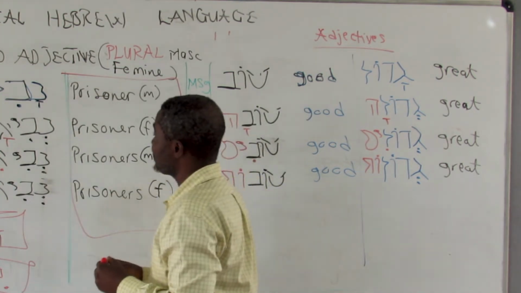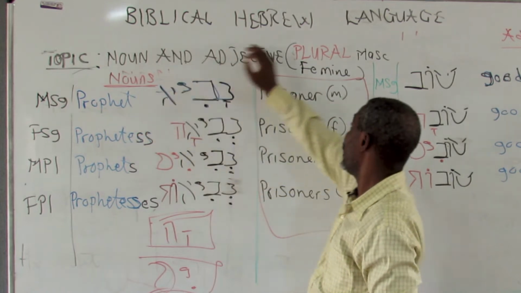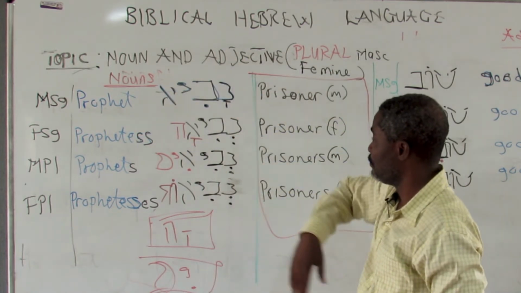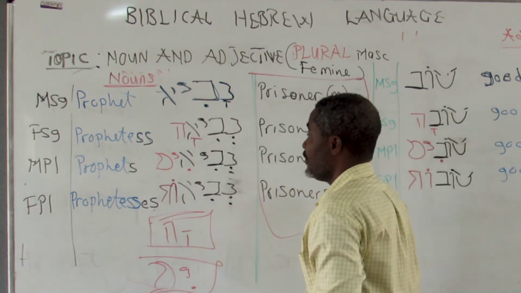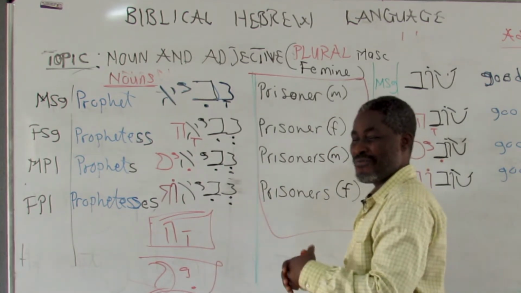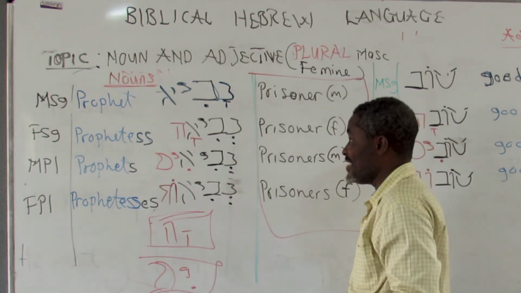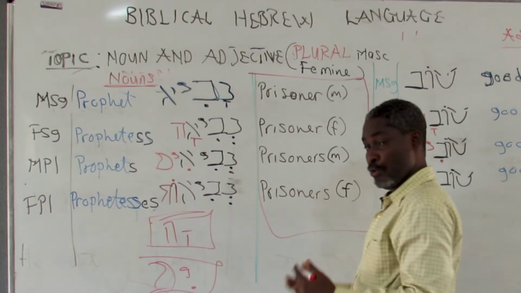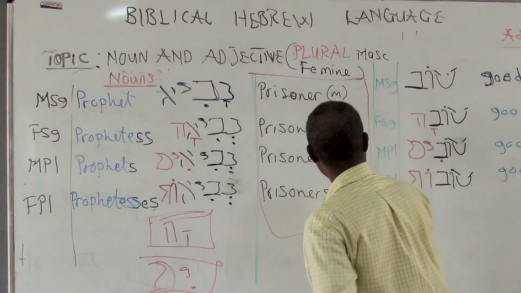Now, this is for the nouns, moving from the singular to the plural. The singular of prophet is nabi. The plural, prophets, becomes nebihim. The singular of prophetess is nebiha. The plural, prophetesses, is nebihot.